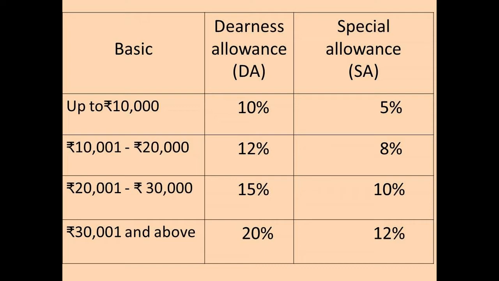The first row: up to rupees 10,000, DA is 10% and SA is 5%. Rupees 10,001 to 20,000, DA is 12% and SA is 8%. 20,001 to 30,000, 15% DA and special allowance is 10%. 30,001 and above, DA is 20% and special allowance is 12%. Okay, this is the condition table.